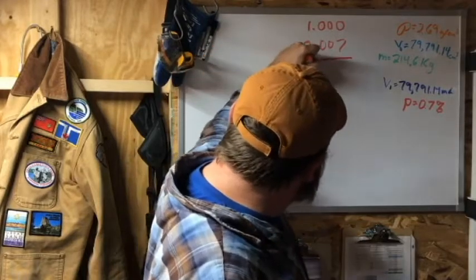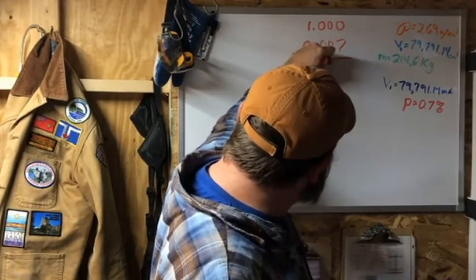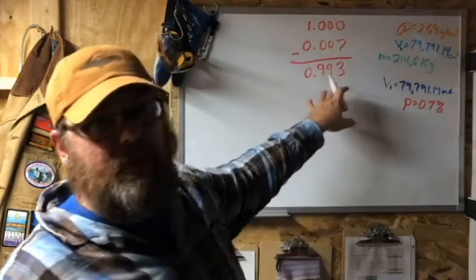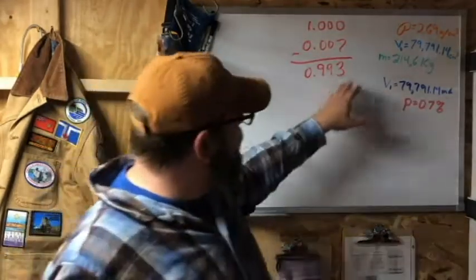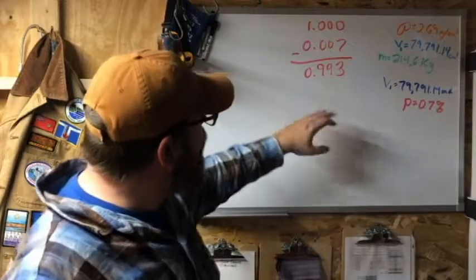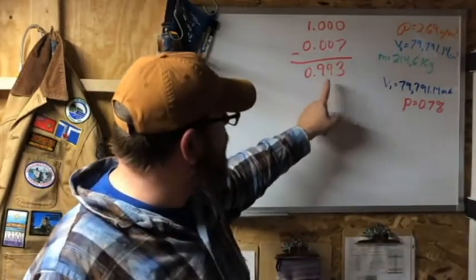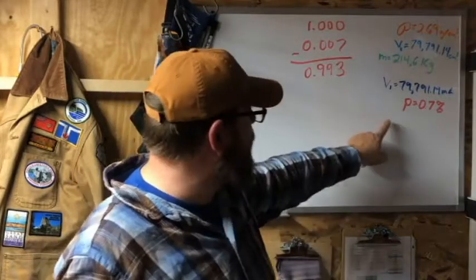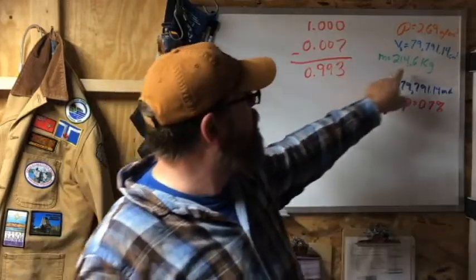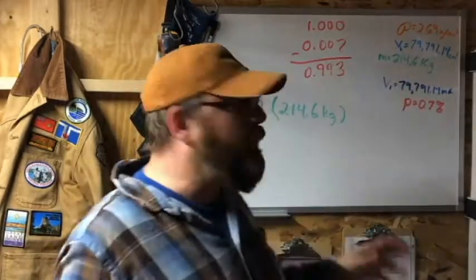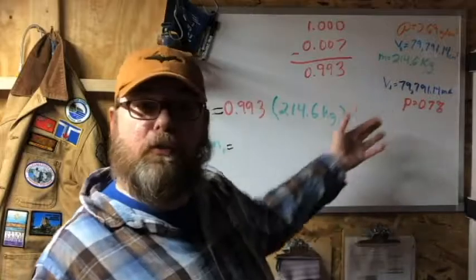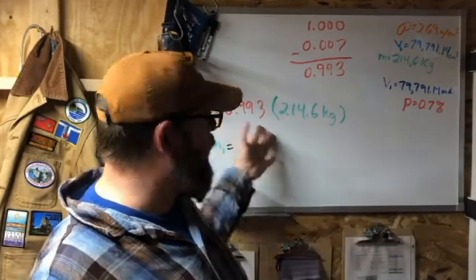And we get 0.993, which if we turned into a percent would be 99.3% left of our initial mass if we chipped off a 0.7% block. That's how much mass is going to be left if we chip this off. So we just multiply these two together. No units are going to cancel, our kilograms have nothing to cancel against.